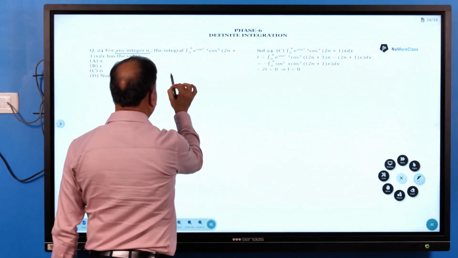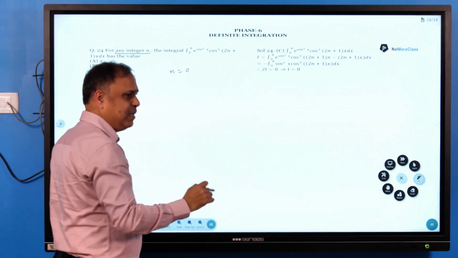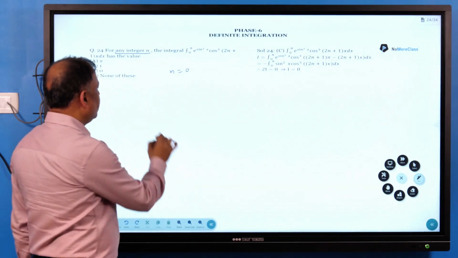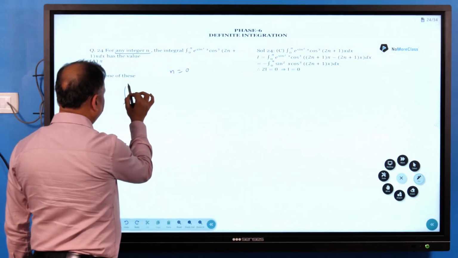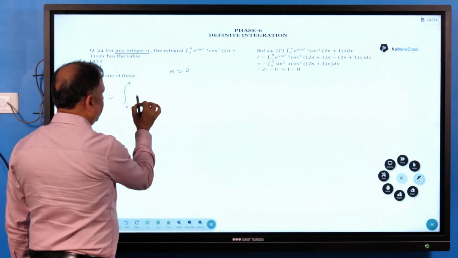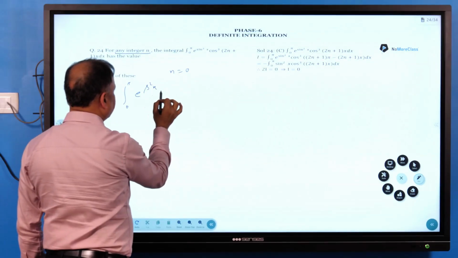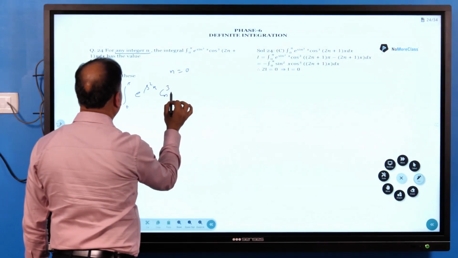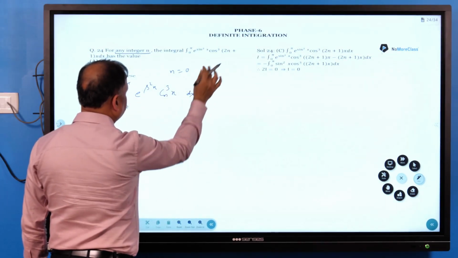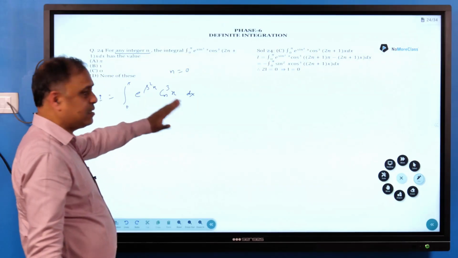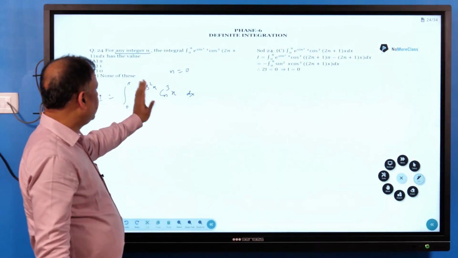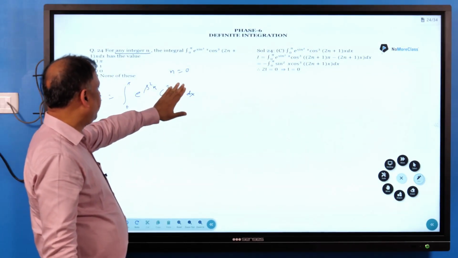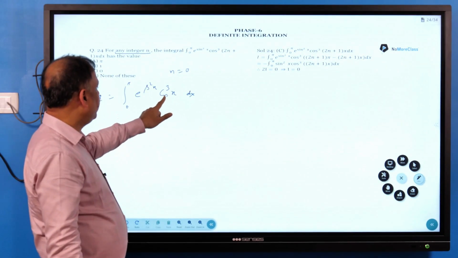So let us put n is equal to 0. You can put 1, 3, 4, 5, any number. So this will be the integral from 0 to pi of e raised to power sin square x cos cube x dx. If you apply the property a minus x, pi minus x, whether it is 5, 7, anything, this will always be negative.